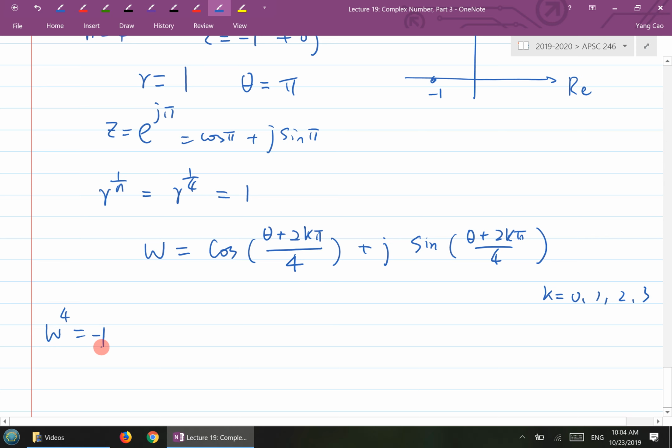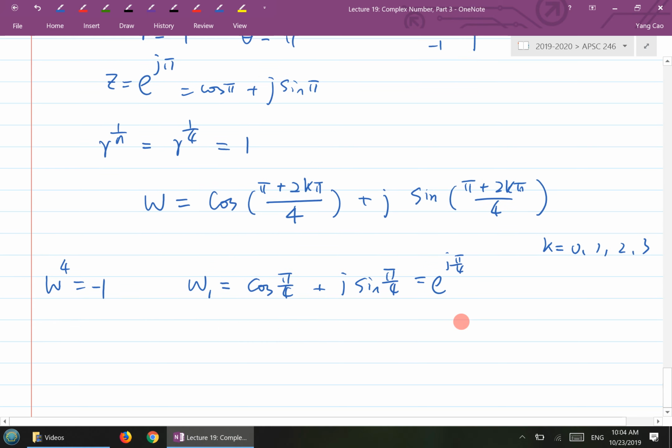So let's take a look at each one of the w here. For the first one, when k equals 0, this term is 0, so just theta over 4. What's the theta value? Theta is pi, so let's replace theta with pi here. When k equals 0, you get cosine pi over 4 plus j sine pi over 4. You can write it, just keep it like this, that's fine.